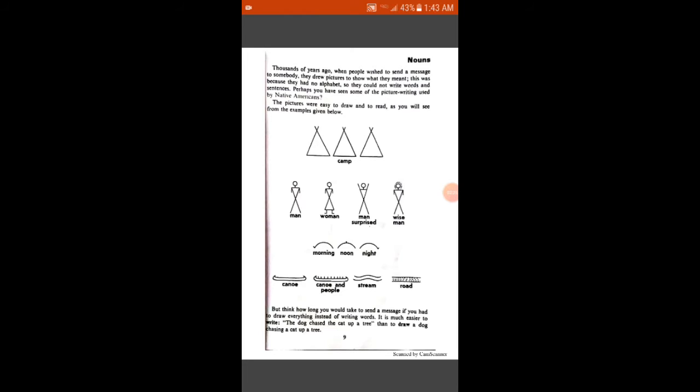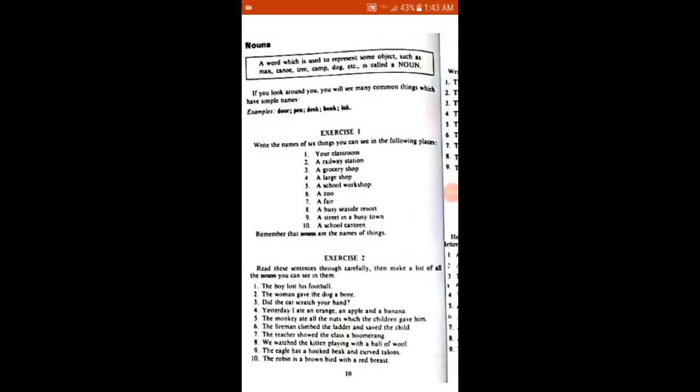But think how long you would take to send a message. It means you have to tell about all that, so this is a very long procedure. So for making it concise, the better way is telling the name, sending some message using the names, which means noun. Yes, noun: a word which is used to represent some object such as man, canoe, twig, camp, dog, etc. is called a noun. In other words, we can say noun is the name of a thing, place, person and animal.